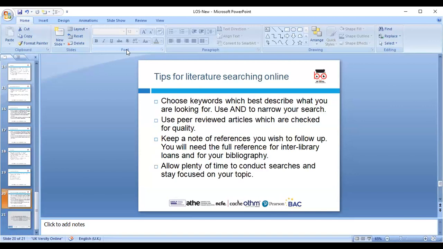Okay, tips for literature searching online: choose the keywords that best describe what you are looking for, use 'and' to narrow your search, and use peer-reviewed articles, which are checked for quality. Keep notes of the references if you wish to follow up, and you need the full reference for interlibrary loan. You can use it for your bibliography. Allow plenty of time to conduct the searches and stay focused on your topic.